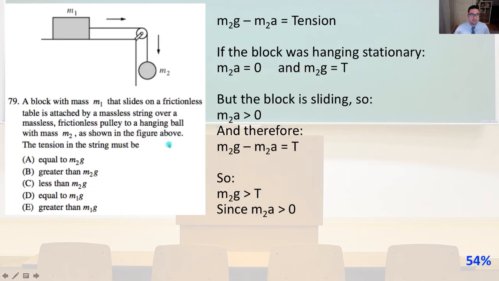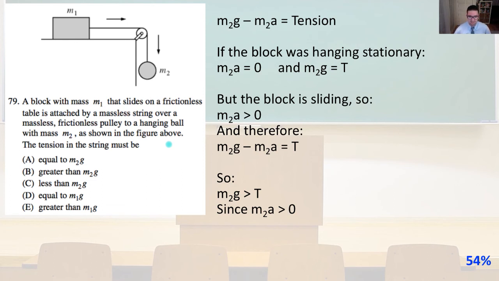79. A block with mass M1 that slides on a frictionless table is attached by a massless string over a massless frictionless pulley to a hanging ball with mass M2 as shown in the figure above. The tension in this string must be... we know that M2g minus M2a equals the tension. If the ball was hanging stationary, then M2a would equal 0 and M2g would equal the tension.